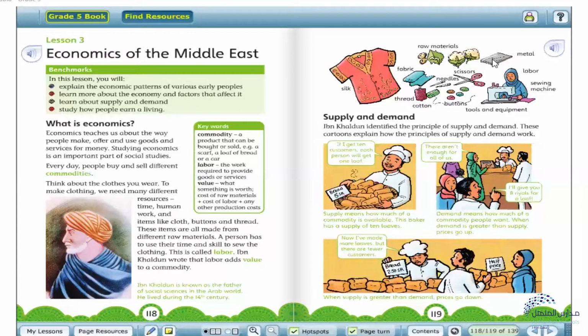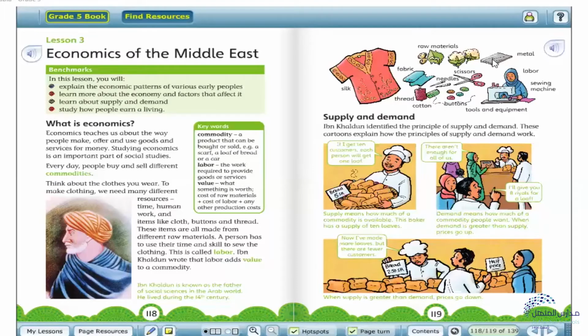And then on the same page 118, there are nice keywords there for you to read. Commodity, so you understand what is commodity, and also labor. Labor: the work required to provide goods or services, okay? And then the value. What is the value? What something is worth. Remember, everything that is made for shopping must have a price, the value of it, so you can know. So a value is what something is worth: cost of material plus cost of labor plus any other product cost. So it becomes a price.